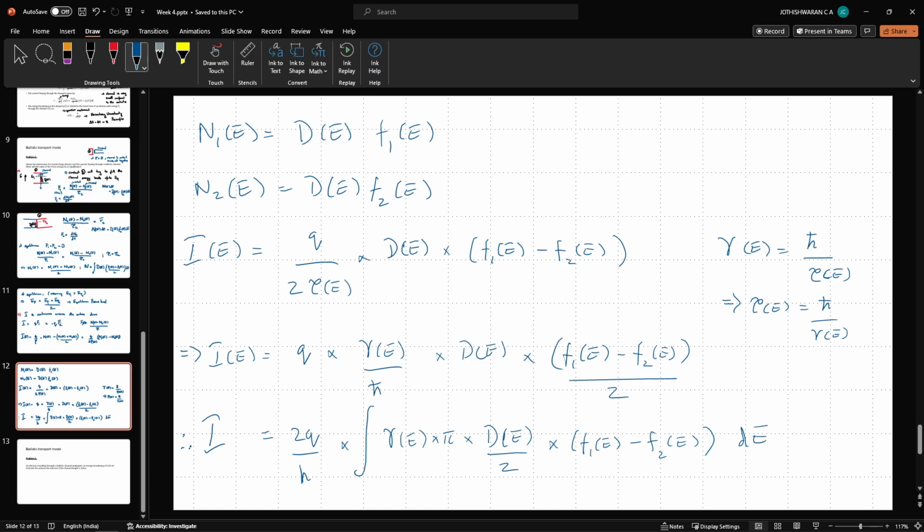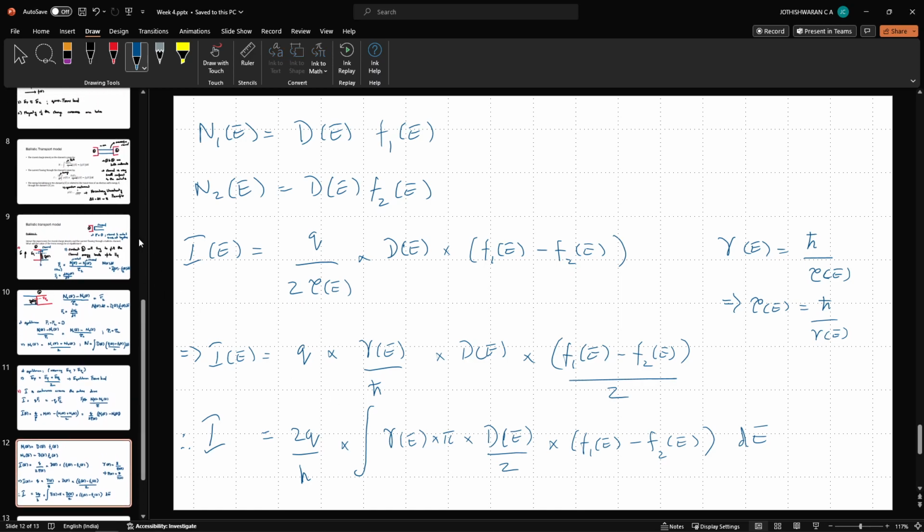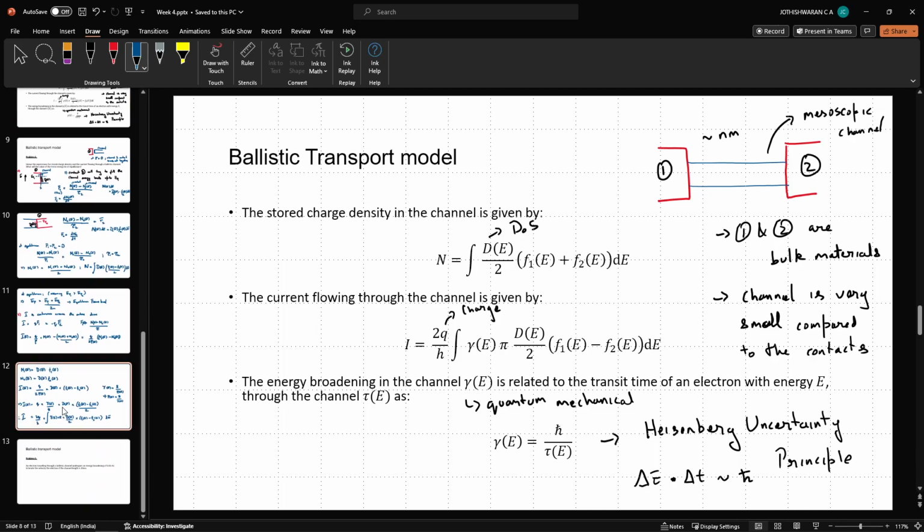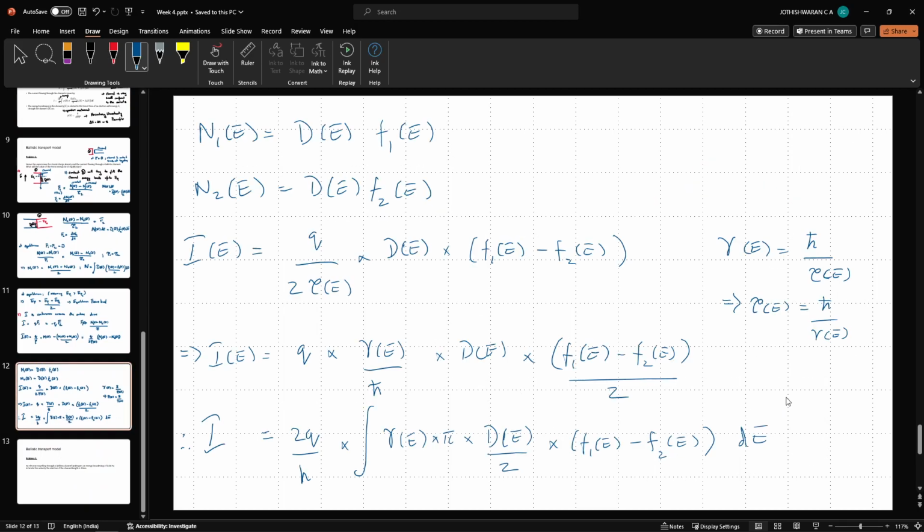So this is the current expression, and this is essentially what was written way up here. Gamma of E D of E dE by 2, f1 of E minus f2 of E, and 2q by h is the quantity here. You can ask why 2q by h is so important. Once we go into the mode derivation, the deal about this will become important.